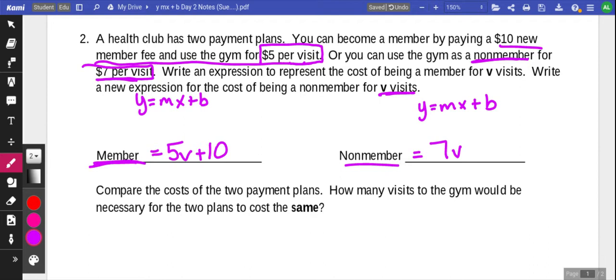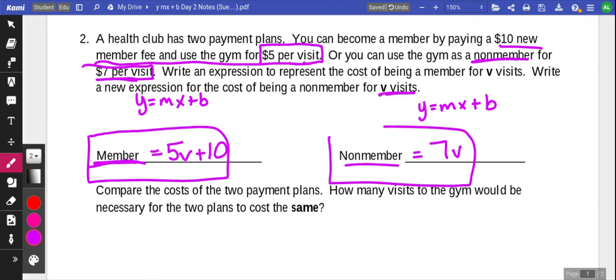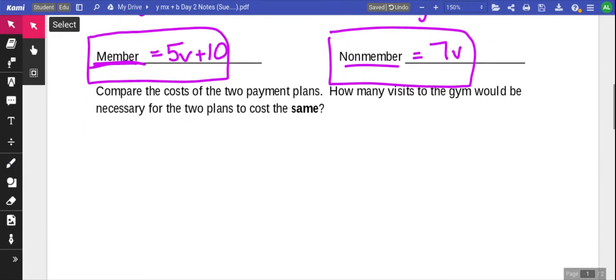Okay, so my member, that is going to be equal to 5V plus 10. As a non-member, all I'm doing is paying $7 per visit. Okay, so that's pretty similar to what we did yesterday with coming up with these different equations. But over here it says, okay, compare the cost of these 2 payment plans. How many visits to the gym would be necessary for the 2 plans to cost the same?